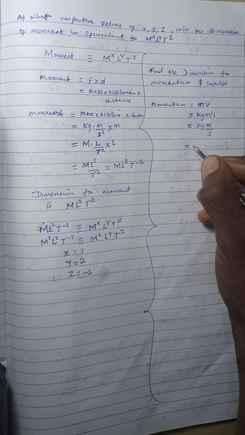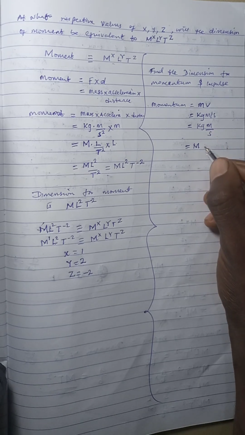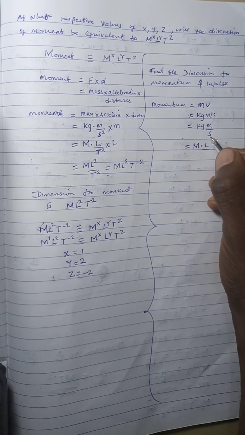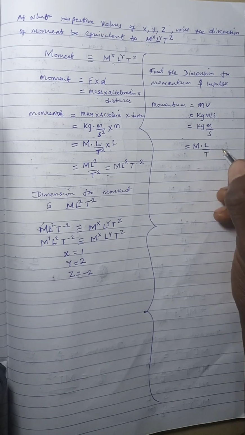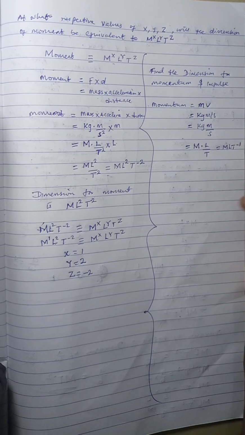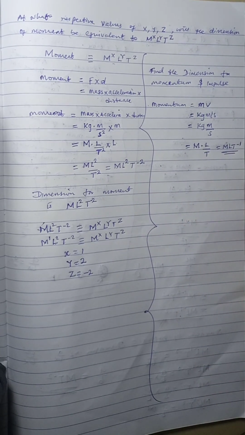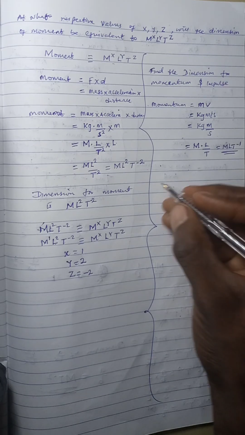So kg is the SI unit for mass, that is kilogram, so the dimension is M. Meter is the SI unit for length, so the dimension is L, over s, which is the SI unit for time, so this is T. So this will give us MLT to negative what? 1, because this T is going up. So the dimension for momentum is MLT to negative 1. Okay, let us find that of impulse.